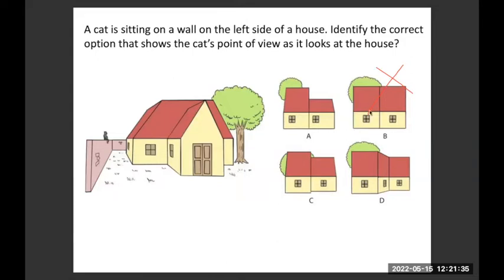Is there any other option which is not in perspective and which is not possible only? Okay, in perspective, this drawing is not. Can anybody suggest? A. Very true. A is also not in perspective.